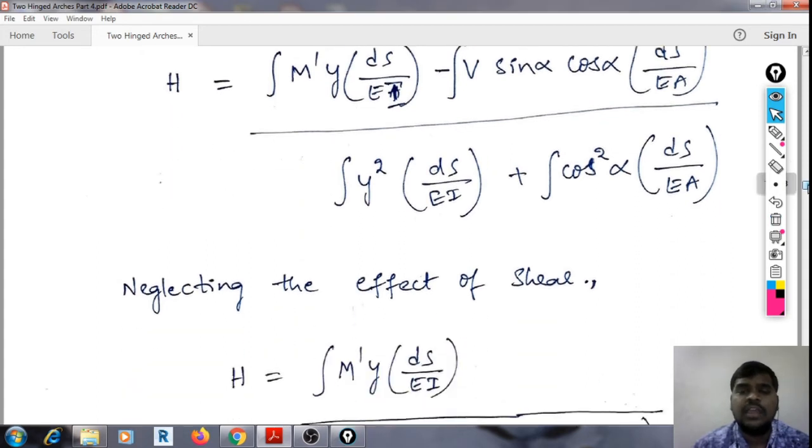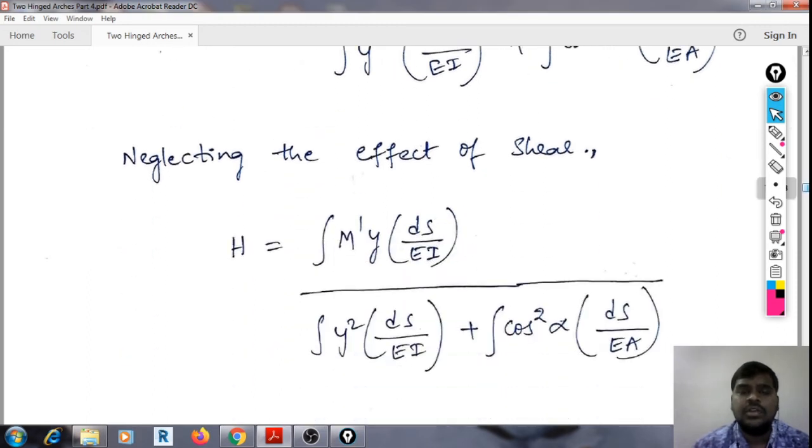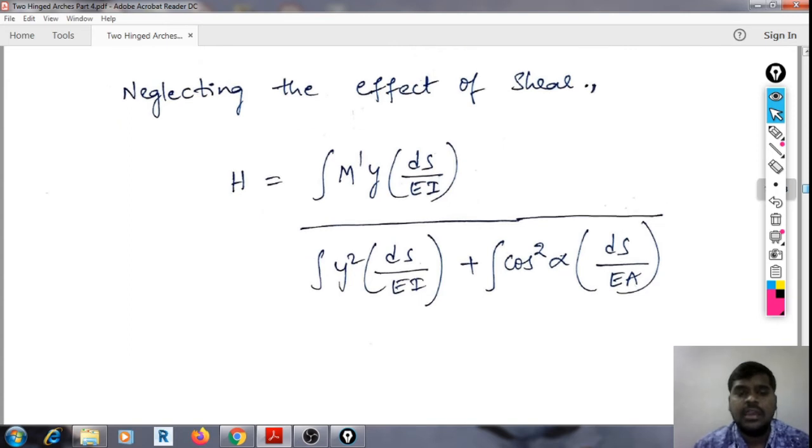So, neglecting the effect of shear. So what is shear? V is nothing but shear here. We are neglecting the shear. After neglecting the shear, we get H is equal to integral of M dash y ds by EI, divided by integral of y square ds by EI plus integral of cos square alpha ds by EA.